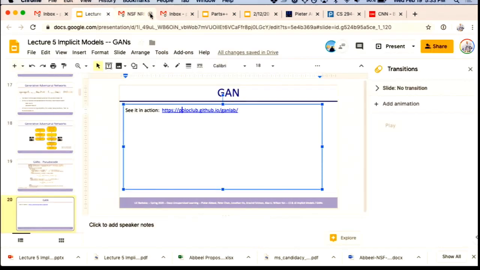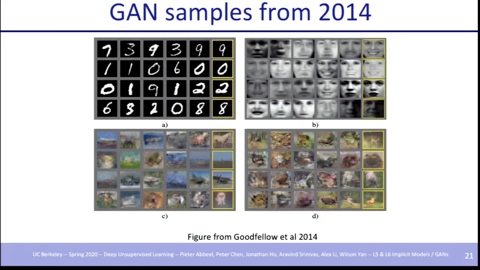Okay, so let's go back to our math that's behind this. So here are some samples from 2014. The last column are real, and the other images are generated.